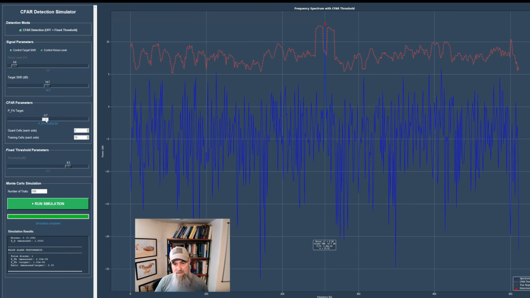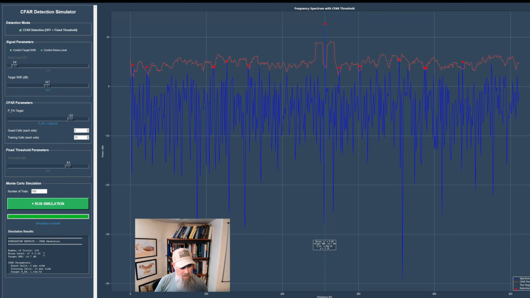Okay, let's allow more false alarms. So the false alarm rate is increased, sorry, not decreased, increased. Now it's 10 to the minus 2. And we can see here, even in our spectrum, there are more false alarms. Let's run the simulation again. The SNR didn't change, the noise level didn't change, the number of trials is 100, and we got our target 100% of the time. So PD is 100 for these 100 trials.